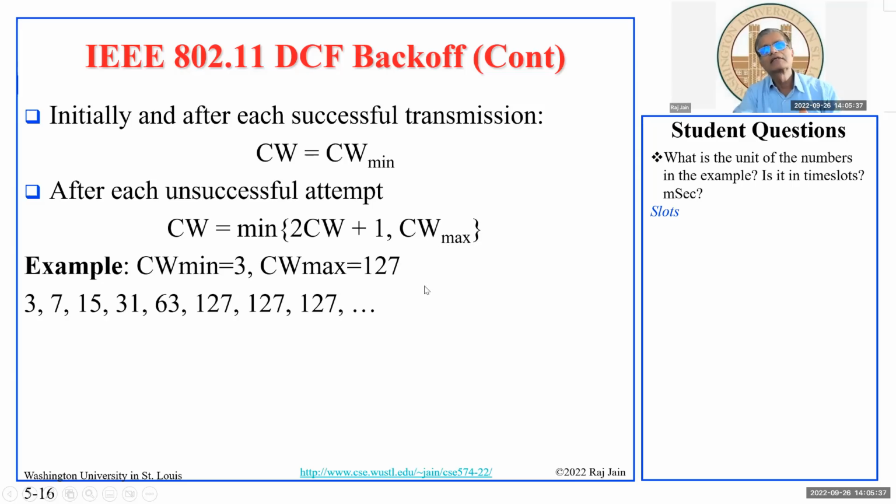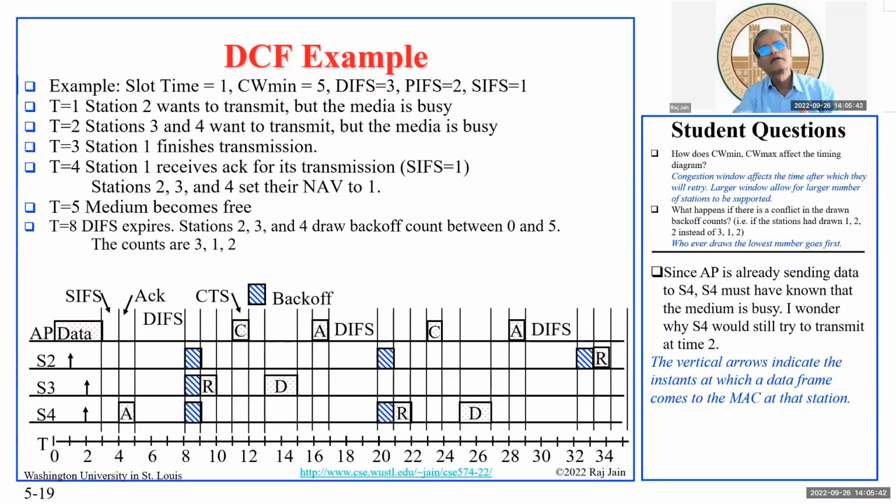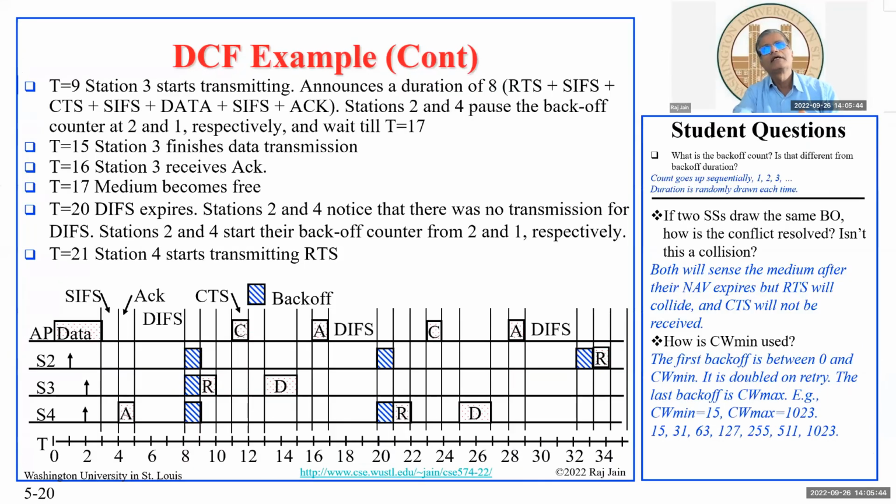So I think I have an example in one of the questions and answers which will come here. Okay, right here. If two SS draw the same back off, how is the conflict resolved? Isn't this a collision? Yeah, it is quite possible that both of us draw random number 1, and both of us will back off for 1. When we back off, we send an RTS again after 1. Then we will collide. So both will sense the medium after their NAV expires, but RTS will collide and CTS will not be received. So now this is an unsuccessful attempt.